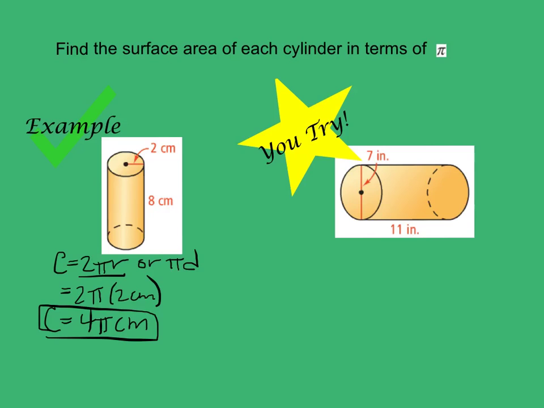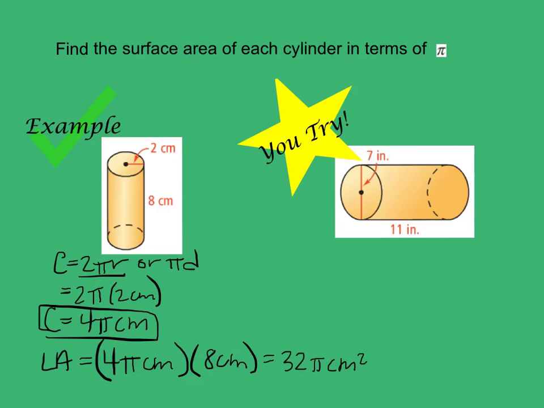We know that our circumference is 4 pi centimeters. Now, in order to find our lateral area, we need to take the 4 pi centimeters and multiply it by our height. And our height, as you can see in the picture, is 8 centimeters. So my lateral area is going to get me 32 pi centimeters squared. That's my lateral area.